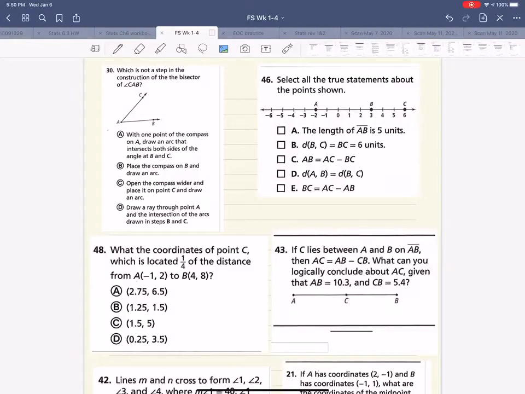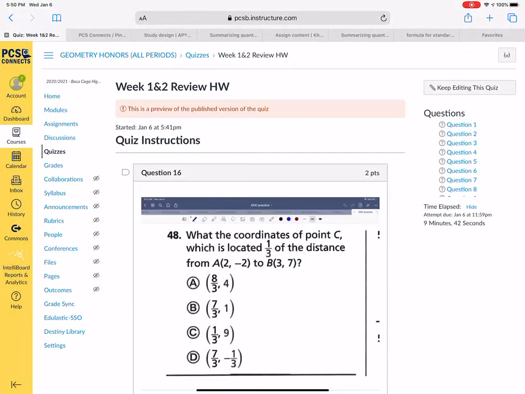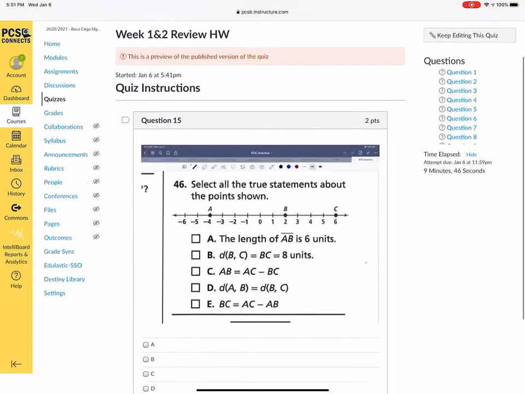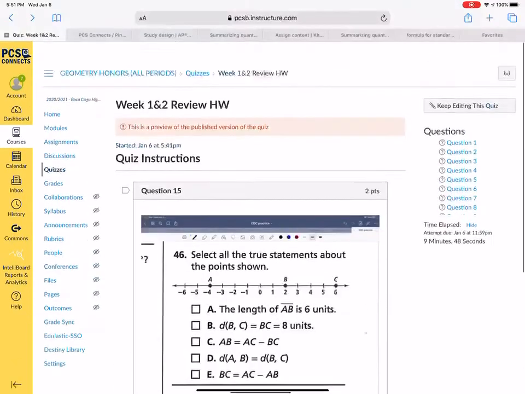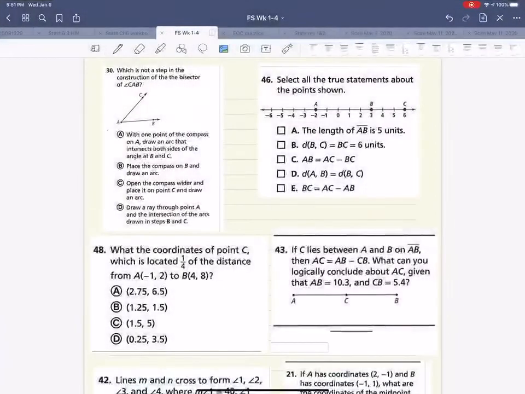Hey guys, we're going to do the homework. So what does the homework look like? Well, I'm looking at this week 1 and 2 review homework, and I'm just working through these questions. There's 16 questions here, and I've copied them over to my notes so I can show my work here and help anybody that needs help.